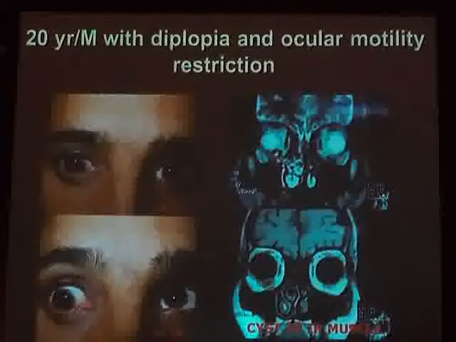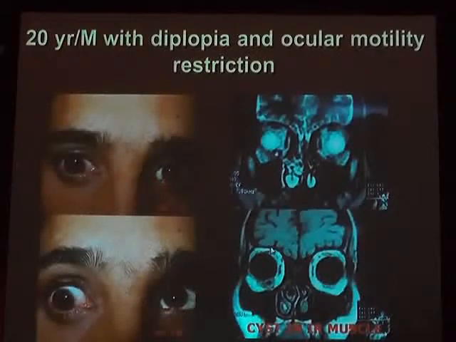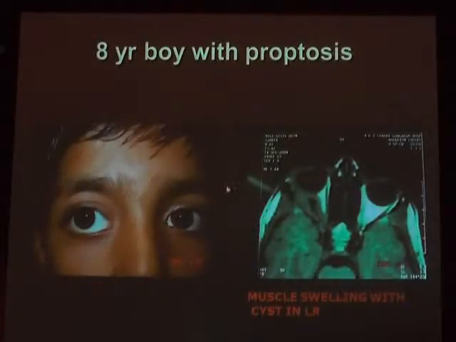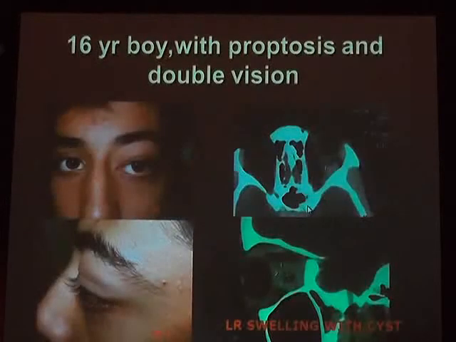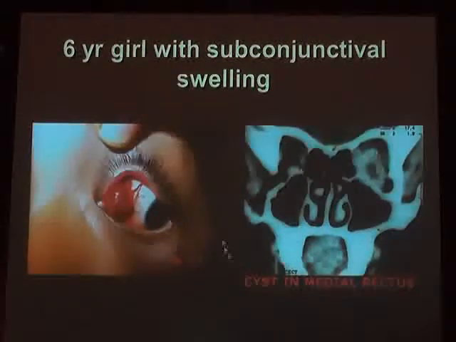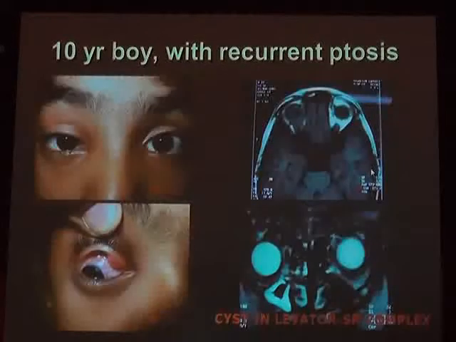This is the cyst, and you have a scolex there. This 8-year-old boy with proptosis also had an enlarged muscle with a cysticercus. This boy with proptosis and double vision again had a muscle swelling and a parasitic cyst. The subconjunctival cyst or mass was also a thickened muscle with a cystic area with a scolex.